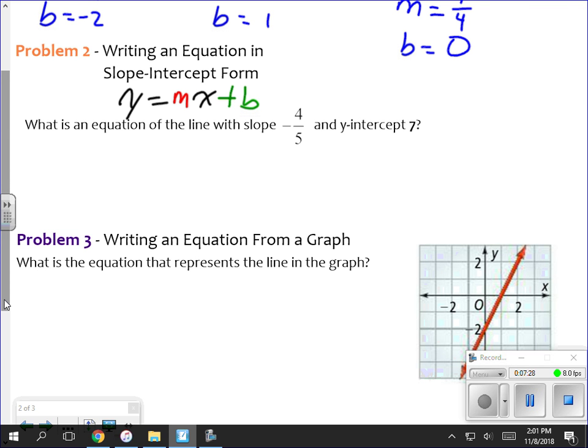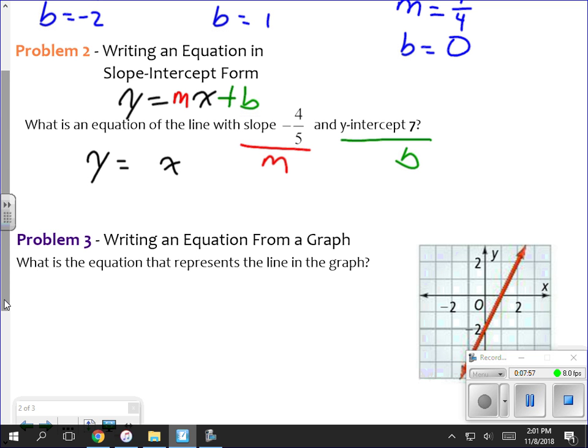So, I want to write the equation. I'm going to have y equals something x plus or minus something, and I've got to figure out what those parts are. So, what is an equation of a line with a slope of -4/5? Well, slope is my m, and a y-intercept of 7. 7 is my b. B is y-intercept. Slope is m, b is y-intercept.